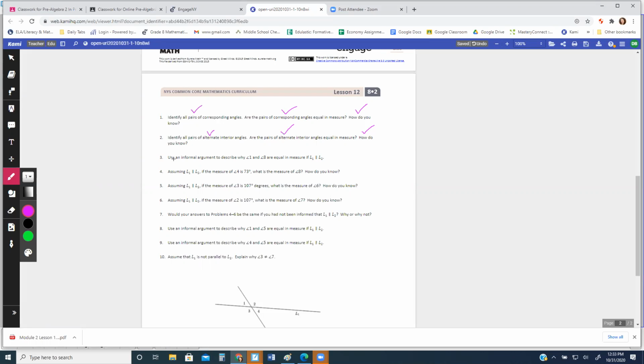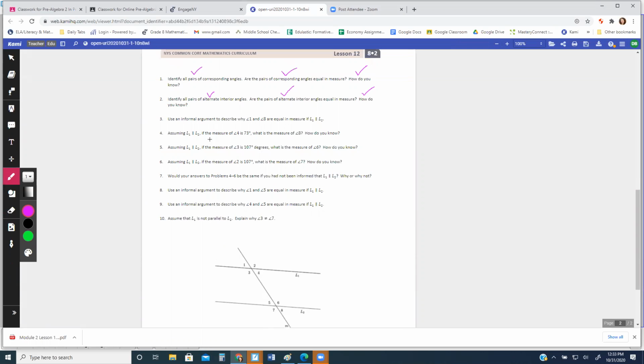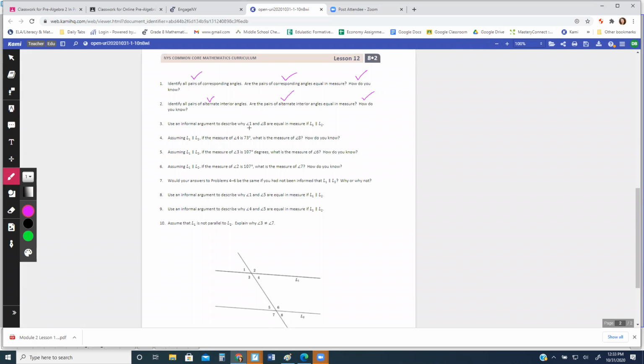Just tell me why. If we were here in class, if I was here today, which I'm not, but if we were here in class and you needed to tell me why angle 1 and angle 8 are equal in measure if these two are parallel, well, why are they? What kind of angles are they? Look at this. They're alternate exterior angles. So are they equal in measure? Yes. Why? Because they're alternate exterior angles, and alternate exterior angles are equal in measurement. Okay. And then you answer these.